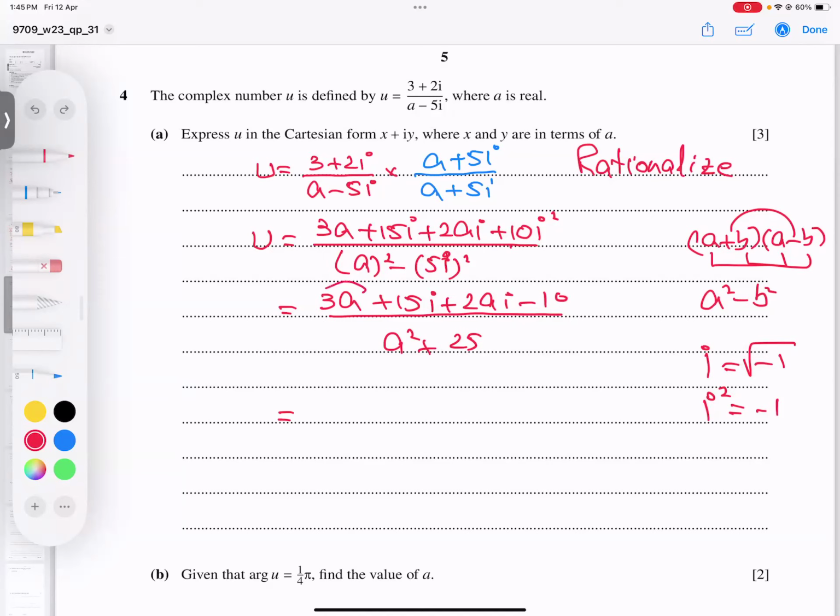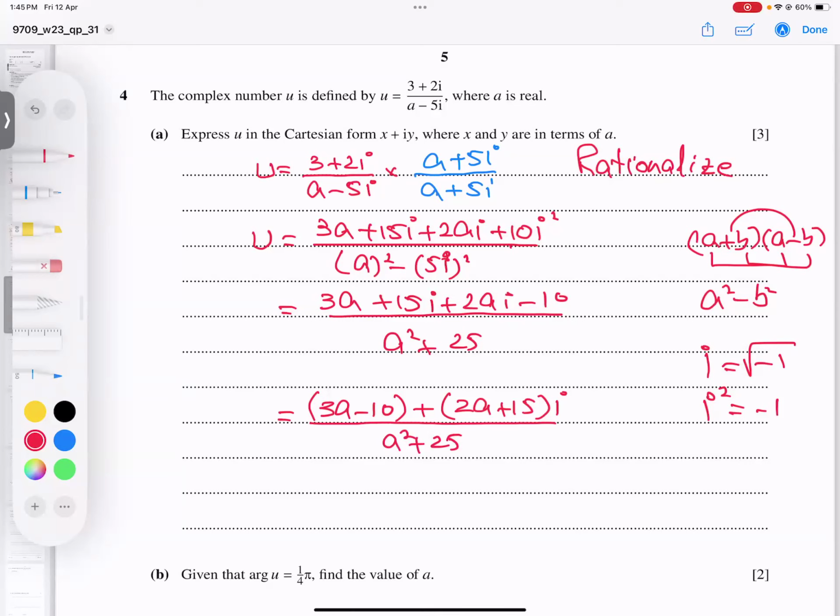So this 3a and -10, so 3a minus 10, I bring together. And these are both iotas, I will take common. So I got 2a plus 15 with iota outside, divided by what, students? a square plus 25. I believe up till here, nothing is hard.